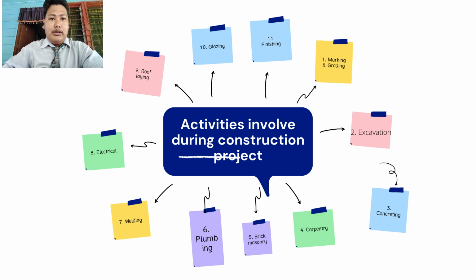There are 11 activities involved during a construction project. The first one is marking and grading. The second one is excavation. The third one is concreting. The fourth one is carpentry. The fifth one is brick masonry.